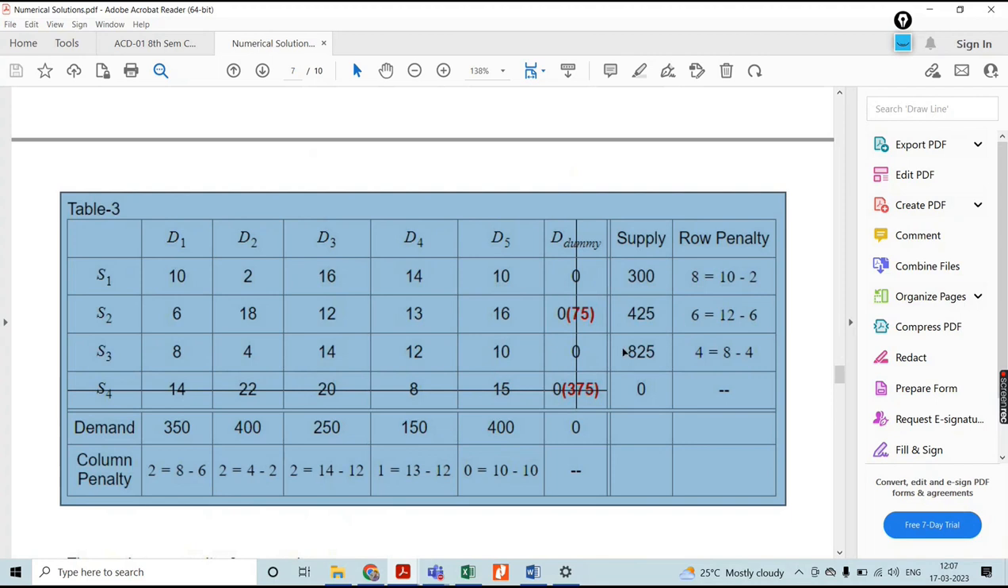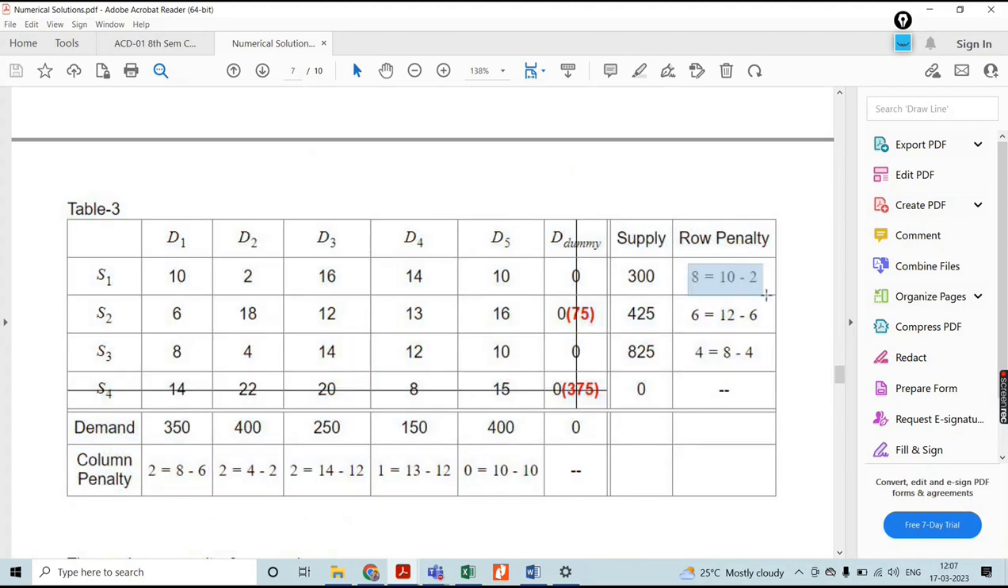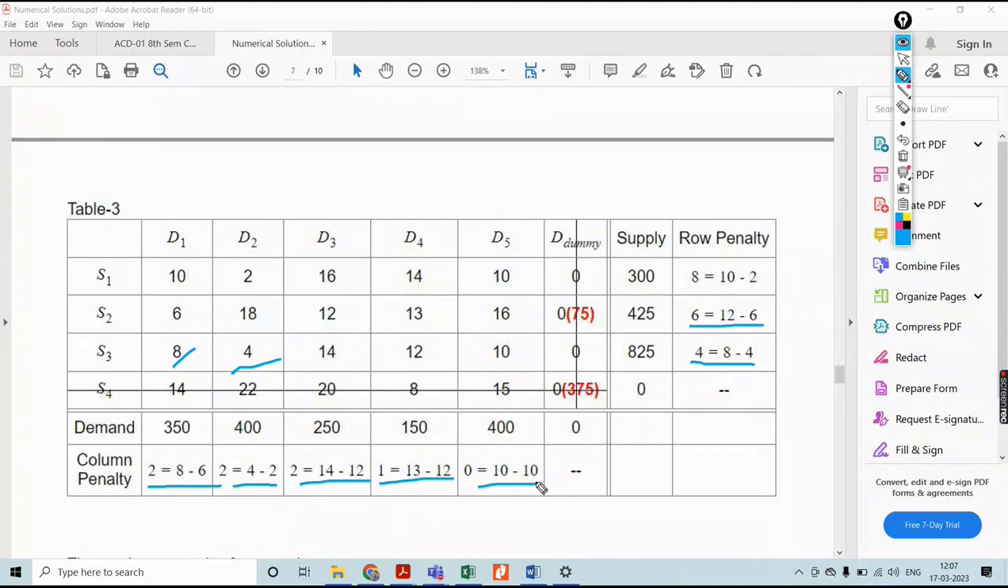Once you did this evaluation, once again you proceed with the same row. That is 10 minus 2, 8, then 12 minus 2, 10, 8 minus 4, that is 4. Then 8 minus 6, 2, 4 minus 2, 2, 14 minus 12, 2, then 13 minus 12, 1, 10 minus 10, 0. Now you got this, how you are getting the values.